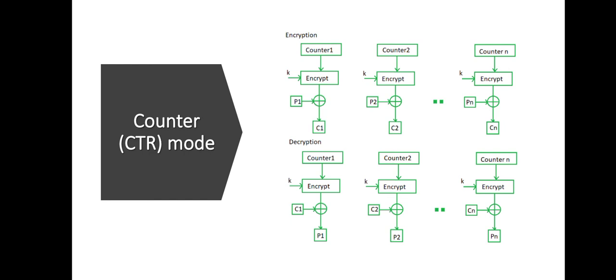In encryption, we are taking the counter as an input with the key, then we perform encryption, and we perform XOR, the output of encryption XOR with the plain text, and we get the ciphertext. Same in all levels. In decryption, we take the counter value, and we perform encryption with the key. Whatever output comes, we take XOR with the ciphertext, and we get the plain text.